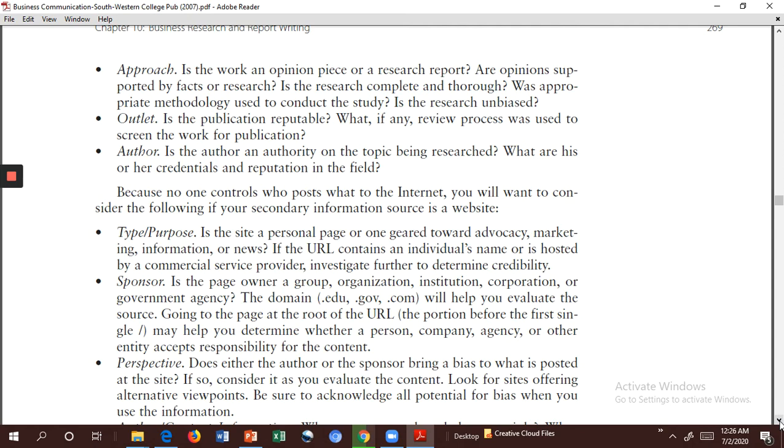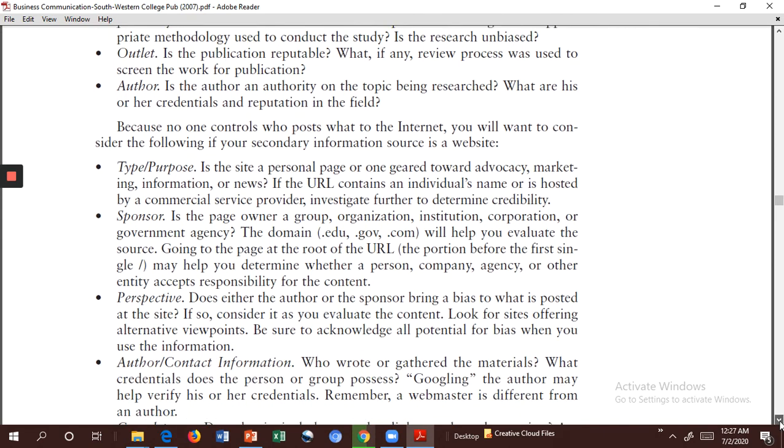Is the author an authority on the topic being researched? This is also very important. If the author doesn't have any expertise in that area, then of course the authenticity and the accuracy of the information will be questioned. So you really need to take care of all of these things, because no one controls who posts what to the internet. So you will want to consider the following if you search secondary information sources of website.